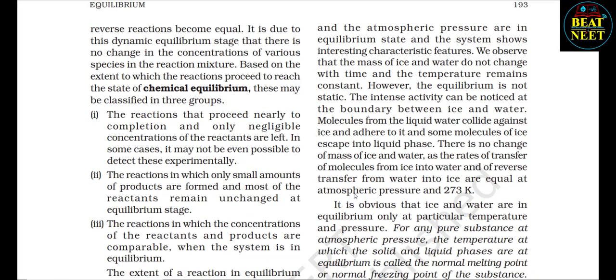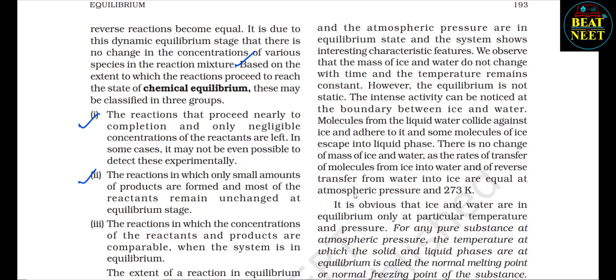It is due to this dynamic equilibrium stage that there is no change in the concentrations of various species in the reaction mixture. Based on the extent to which the reactions proceed to reach the state of chemical equilibrium, these may be classified in these groups. Number 1. The reactions that proceed nearly to completion and only negligible concentration of the reactants is left. In some cases, it may not even be possible to detect these experimentally.